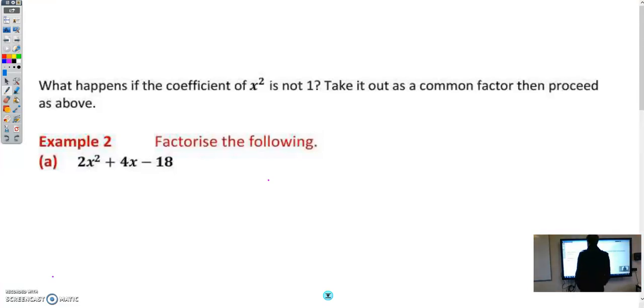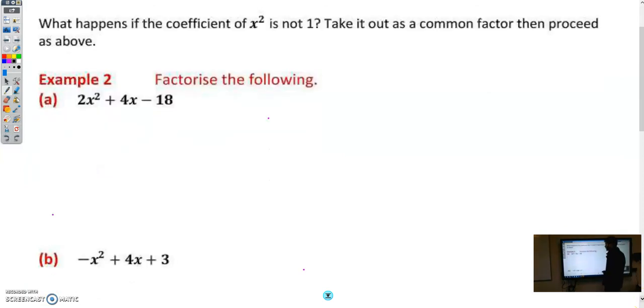All right, year 10. So now we are looking at what happens if we have an expression where the coefficient of x squared is not 1. If the coefficient of x squared is not 1, we need to deal with that before we start completing the square and factorizing. So the first thing we're going to do is factorize out the coefficient of x squared. So we're going to say 2 outside of. Now, 2x squared divided by 2 is x squared. 4x divided by 2 is 2x, and negative 18 divided by 2 becomes minus 9.